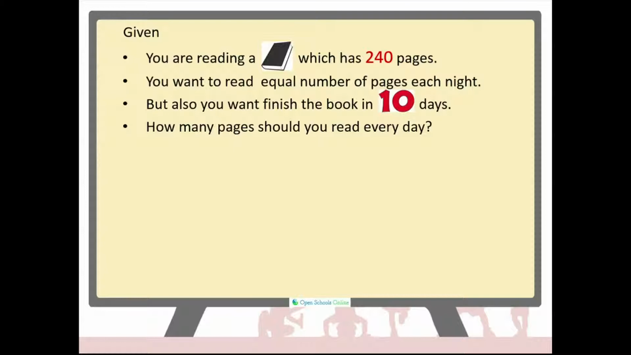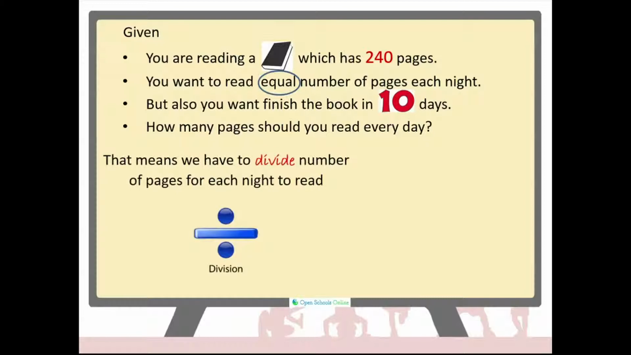If you read the question carefully, you will find the word equal written here. Equal here means that we have to divide 240 pages equally to be read daily. And so to solve this problem, we would have to use division. So that means we have to divide the number of pages to be read each night, and we have to use division here.